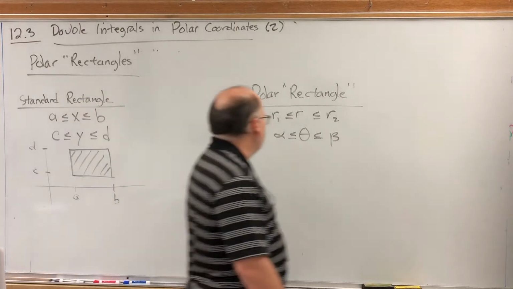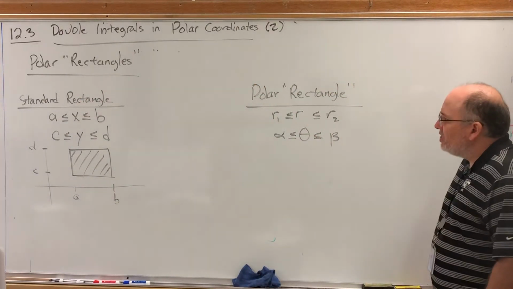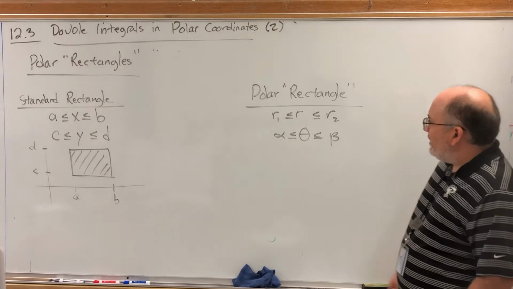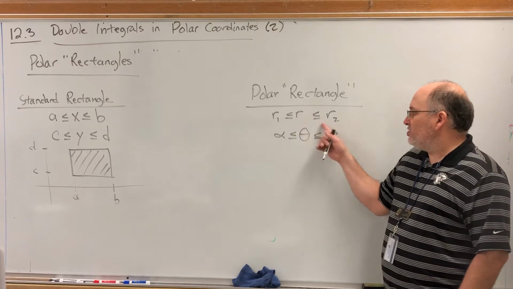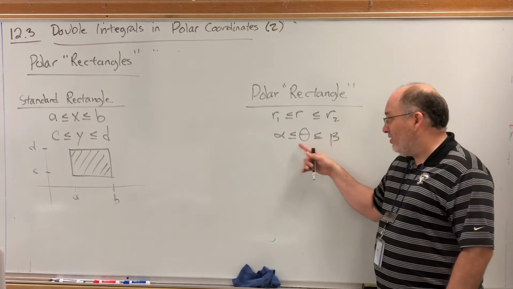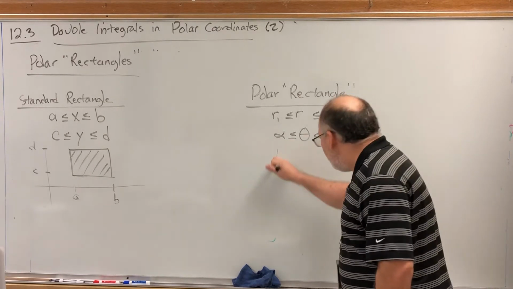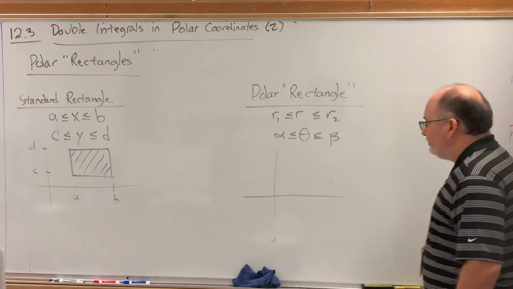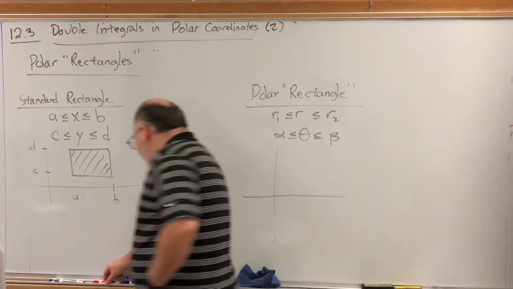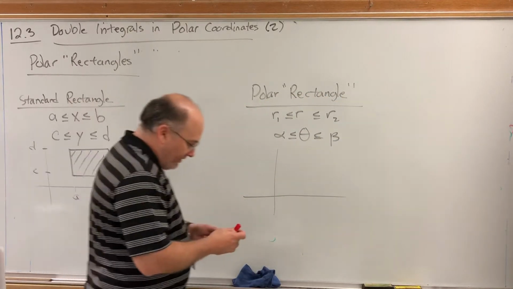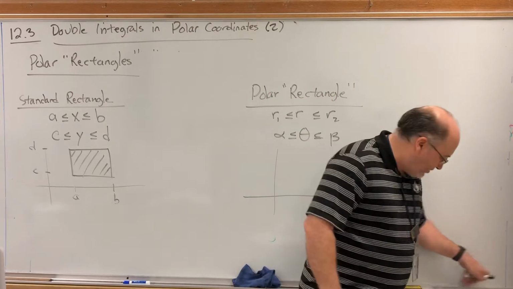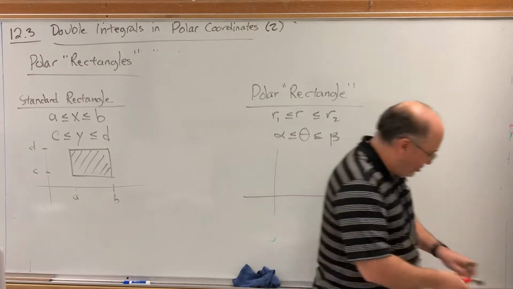But what does a rectangle look like in polar coordinates? Well, if we define it the same way by saying the radius has to be in a certain range of values and the angle has to be in a certain range of values, what would this look like? Well, let's start with the angles. Remember in polar coordinates that the angle is defined by rotating in a counterclockwise direction from the positive x-axis.